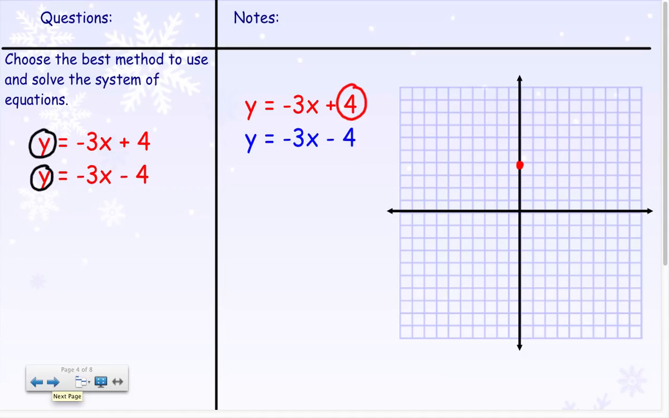And then my slope is negative 3, or negative 3 over 1. And I would make at least a few dots. So I'm going to go down 3 over 1, down 3 over 1, down 3 over 1. And then I'm going to connect those with a line.